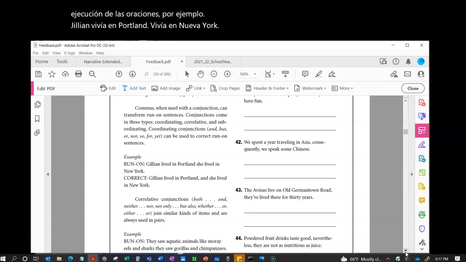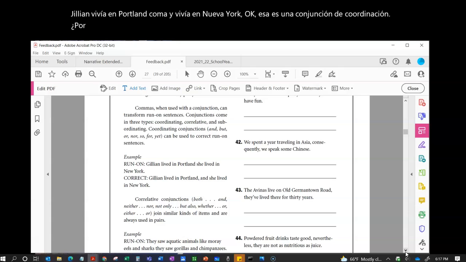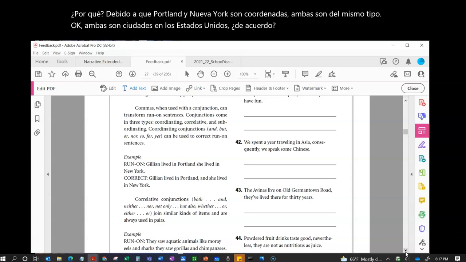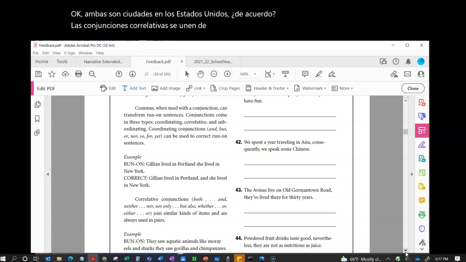Jillian lived in Portland, comma, and she lived in New York. Okay? That's a coordinating conjunction. Why? Because Portland and New York are coordinates. They both are the same type. Okay? They're both cities in the United States. Okay? Correlative conjunctions join similar kinds of items and are always used in pairs, okay?